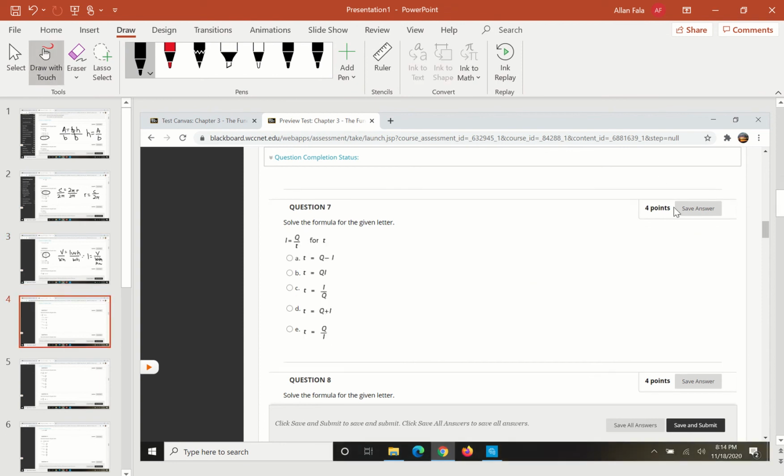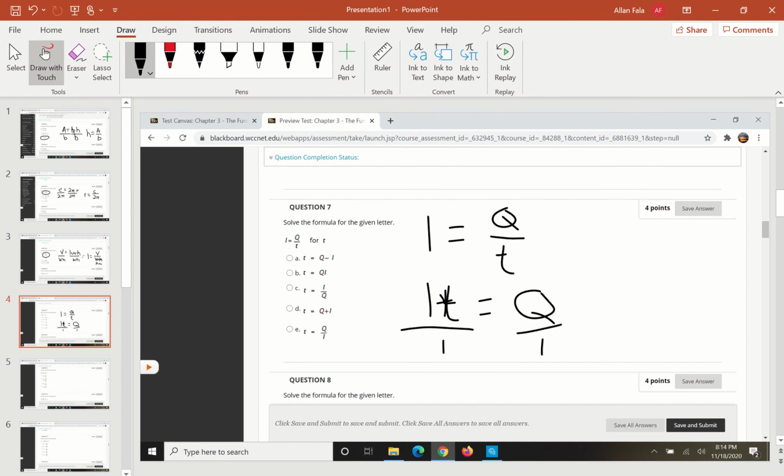Moving on, question number 7. This one's a little bit different. This is I is equal to Q over T. Solving for T, first thing you have to do is multiply both sides by T. So IT is equal to Q. And now we divide both sides by I. And that leaves us with T is equal to Q over I.